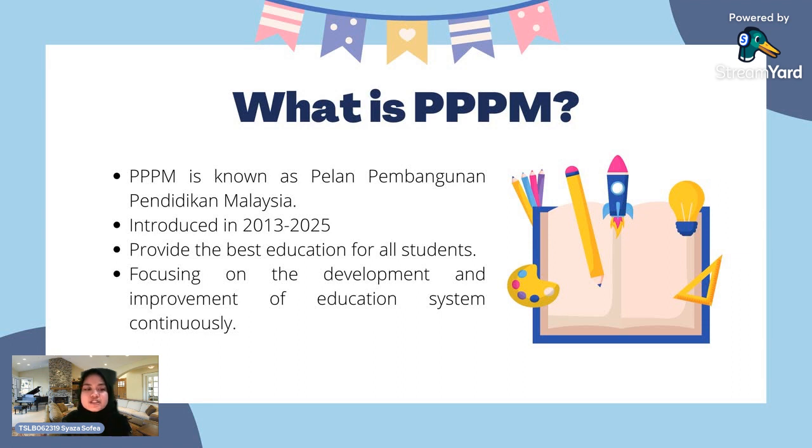Education aspirations are closely related to the Malaysian Education Development Plan, or known as PPPM. PPPM is known as Pelan Pembangunan Pendidikan Malaysia. It is introduced for 2013 to 2025. It helps to provide the best education for all the students, and it is focused on the development and improvement of the education system continuously.